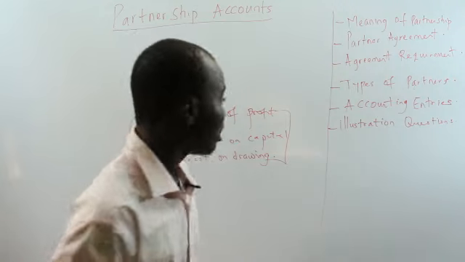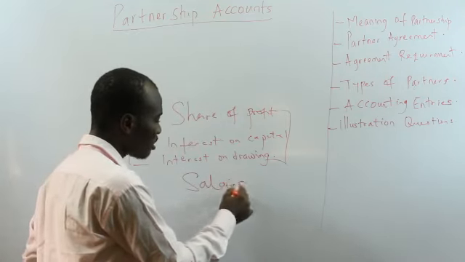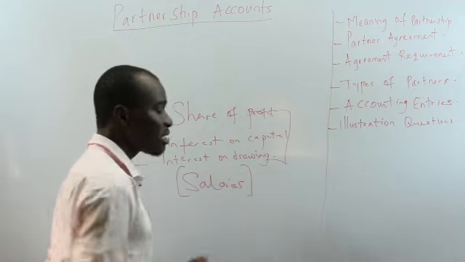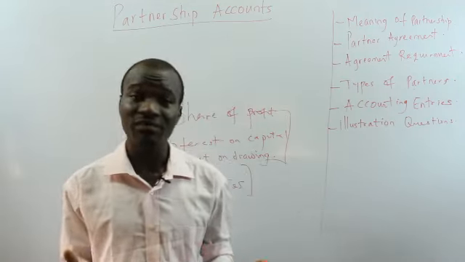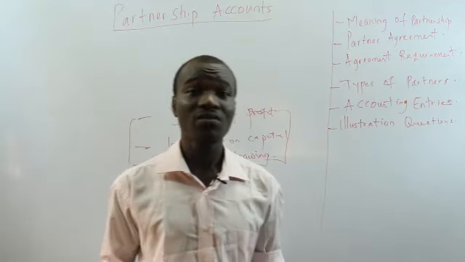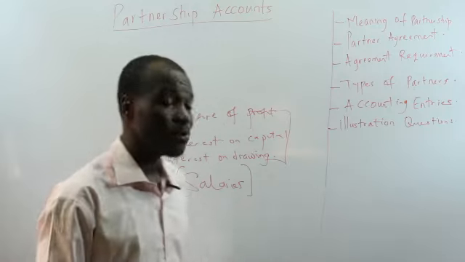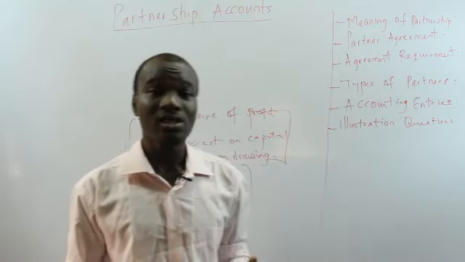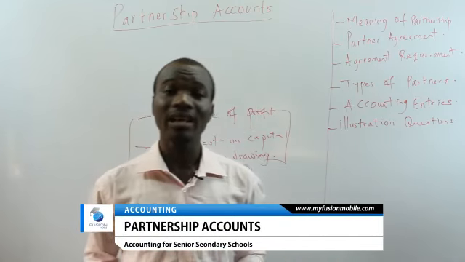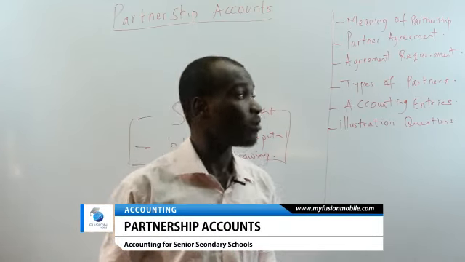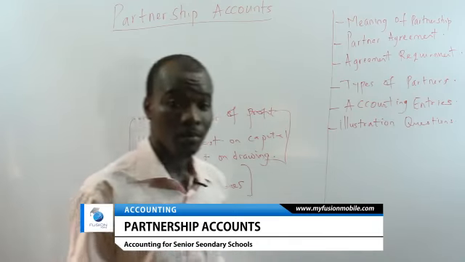Now, if any partner is being paid salary within the period, that is, active partners will be paid salary in the business. Any partner that takes an active part in the business will be given salary within the period. So whenever a partner is being paid salary, the accounting is this: we debit our appropriation account and credit the partner's capital or current account. That is the accounting entry for salaries.